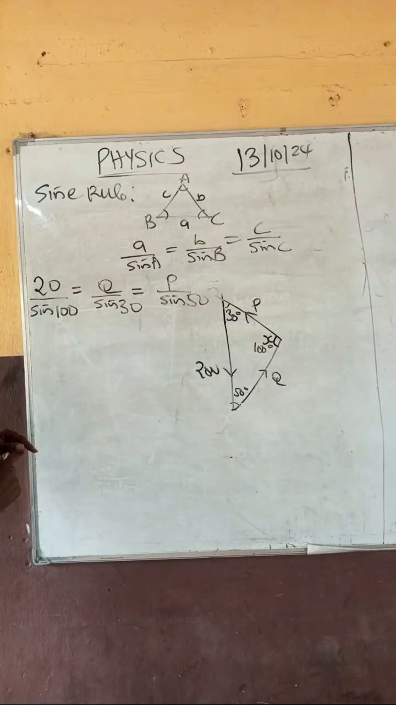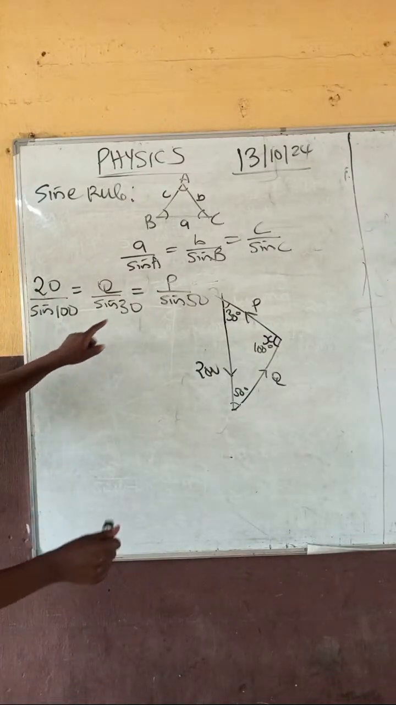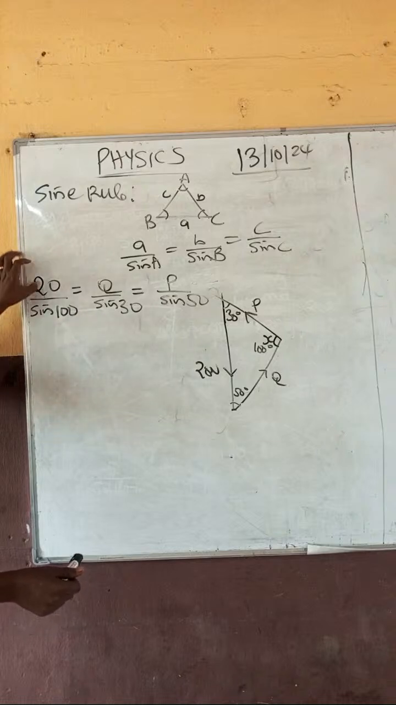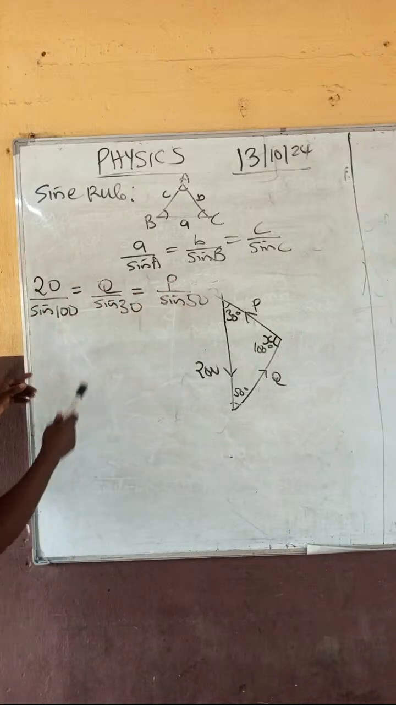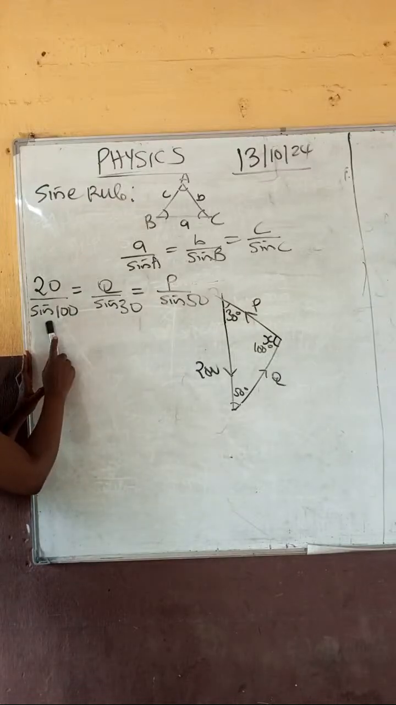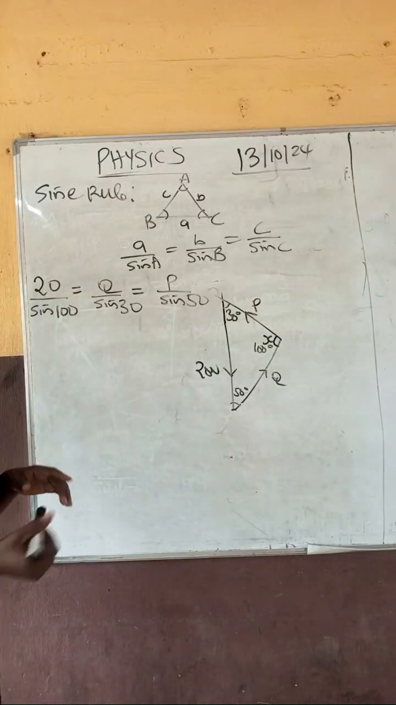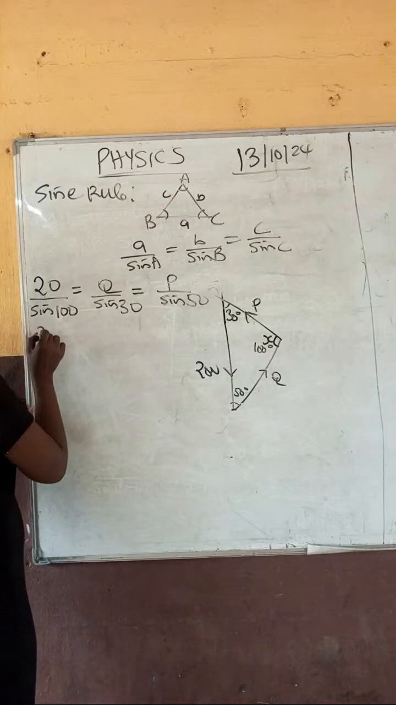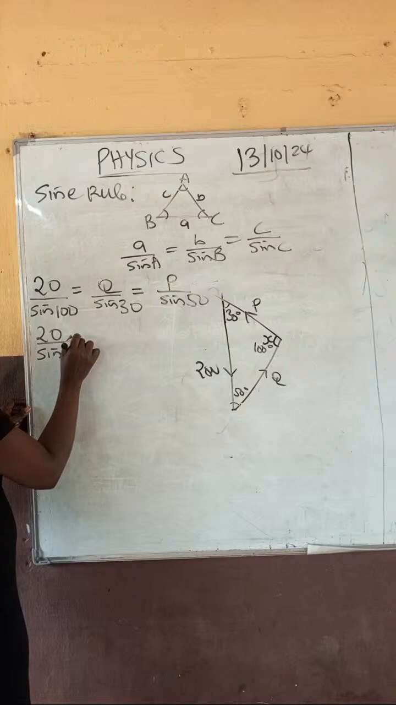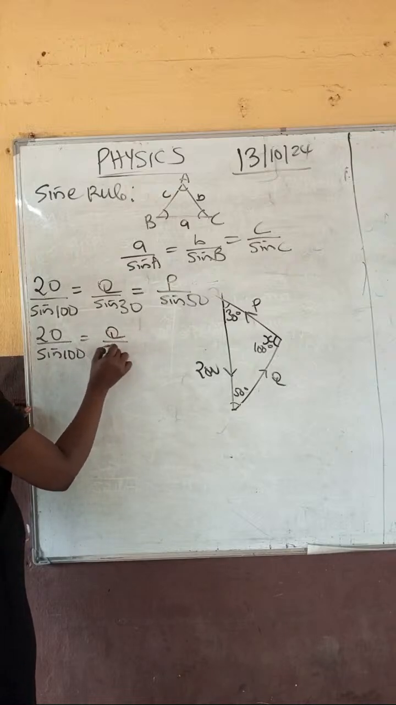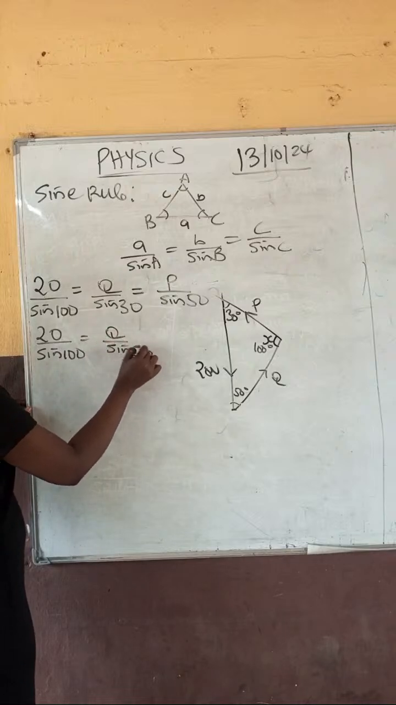Alright, since I'm looking for Q and P, I'm going to equate these two together because these two are complete. So I'll first equate this to make P the subject and solve for my answer. So let's go. If I say 20 over sine 100 is equal to Q over sine 30, right?